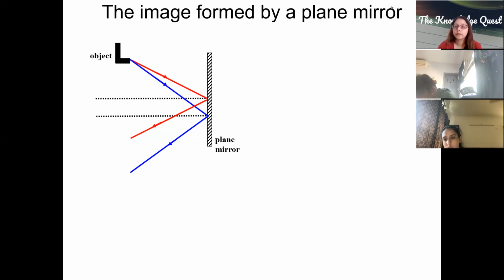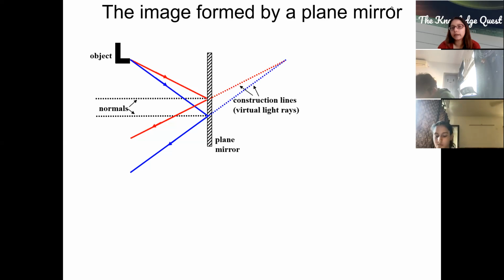Done? Now produce both these lines backwards, behind the mirror. Use a scale. They will automatically intersect at a point. Make a straight line, right? Behind the mirror. Both the reflected rays have to be produced back.